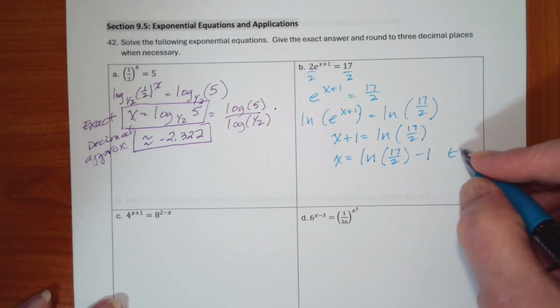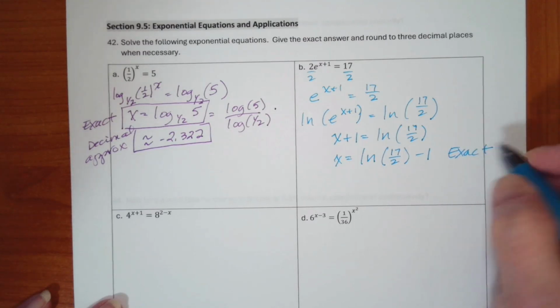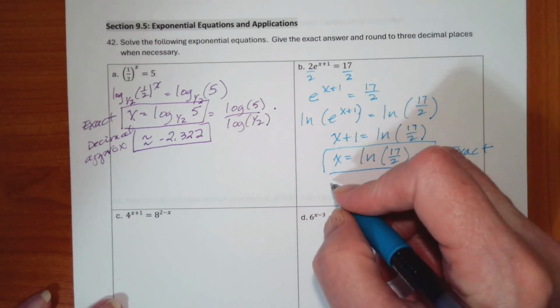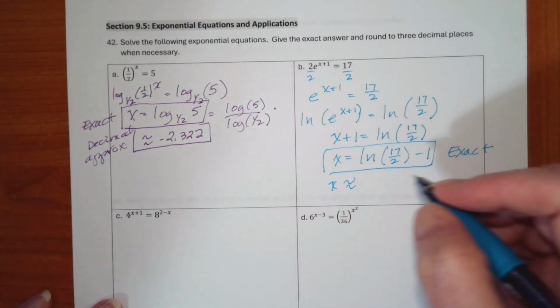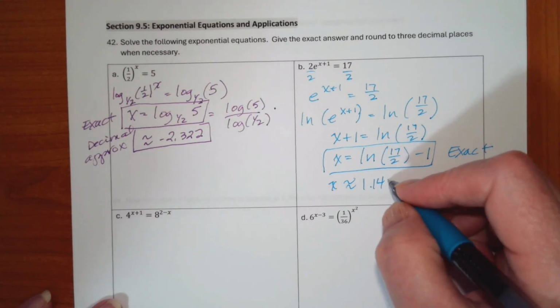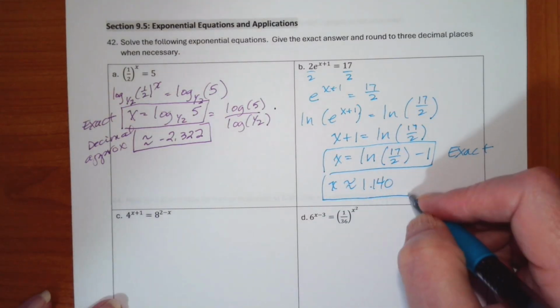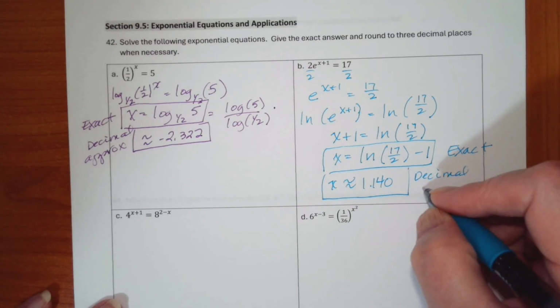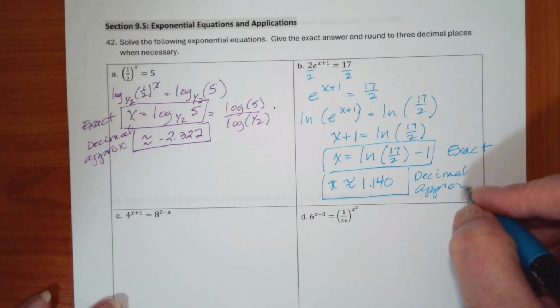So again, that is your exact answer. And then x is approximately 1.140 when you put that in your calculator. And that is the decimal approximation.